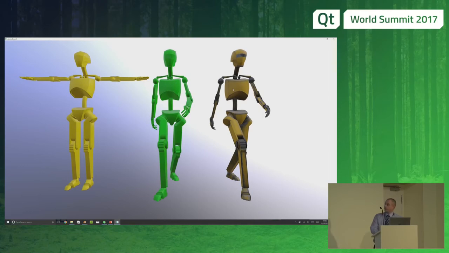So what we have here on the left is just the mesh being rendered. There's no skeleton, so we're taking the mesh exactly as exported by the artist, and that's what we get. He's in this kind of classic T pose.